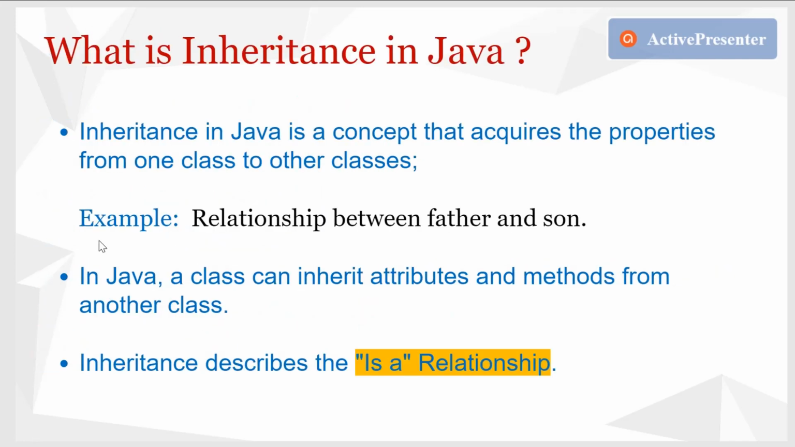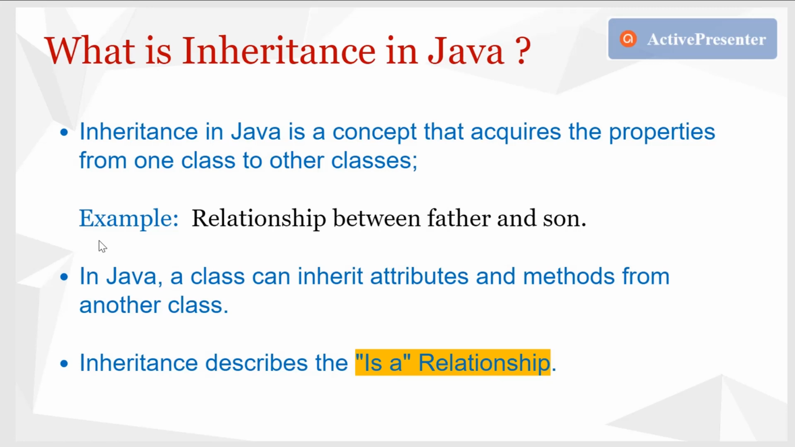So what is inheritance in Java? Inheritance in Java is a concept that acquires the properties from one class to other classes. Let's take a live example, father and son. Son inherits some qualities of father. That doesn't mean son is the father. It inherits some qualities of father.